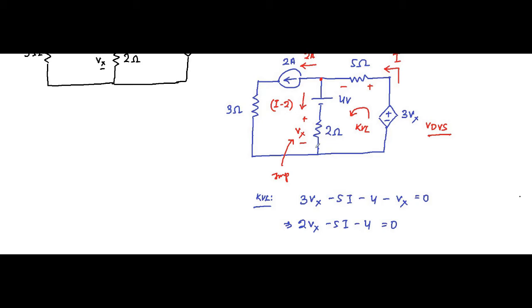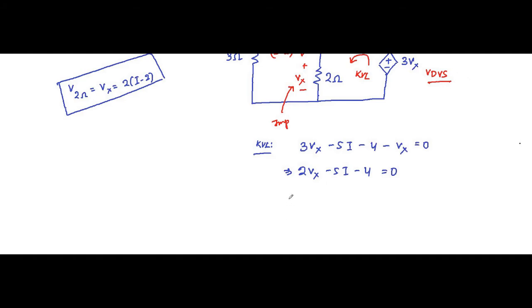Now another important thing is to bring the equation in terms of one parameter. Here it is Vx, here it is I, so we cannot solve such an equation. So we have to bring this equation in terms of one parameter. Either we express Vx in terms of I or I in terms of Vx. Here, the voltage drop across this 2 ohm resistor is Vx, which is equal to 2 into I minus 2. This is the important relationship: Vx is equal to 2 into I minus 2. So we'll replace it here.